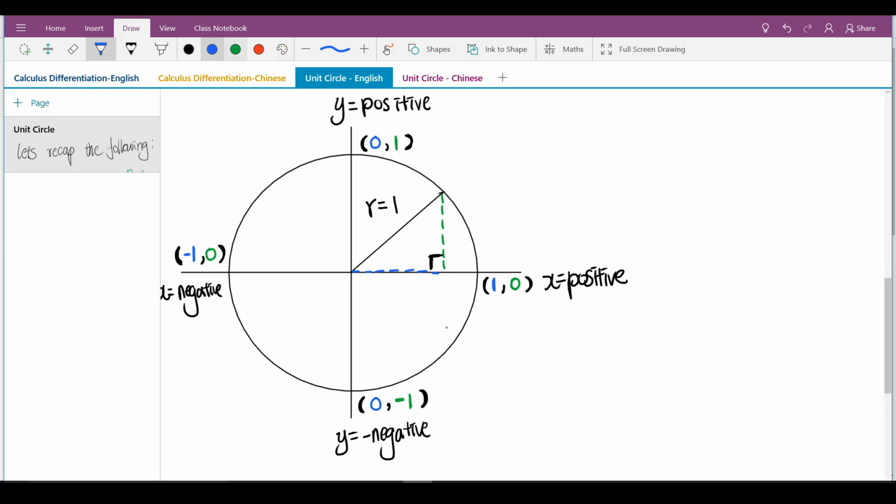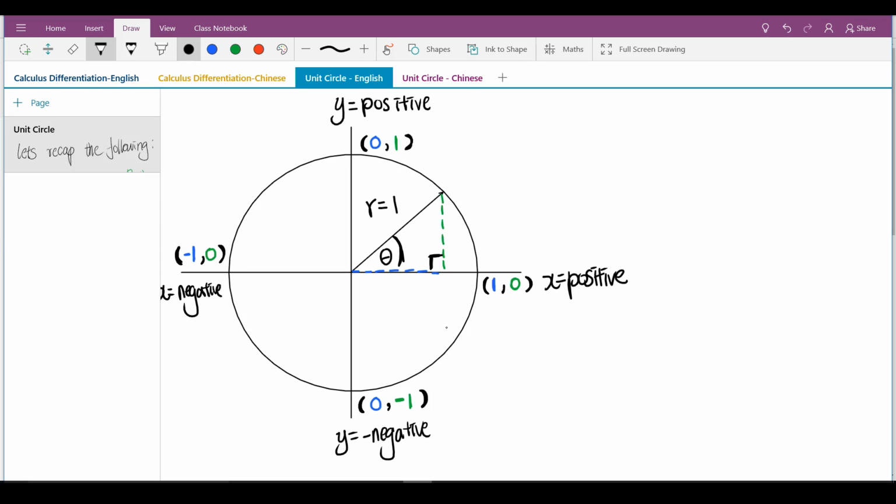So let's say I want to find out this particular angle. Let's just call it theta. And I want to find, using theta, an expression for the opposite, which is the red dotted line, and an expression for the adjacent, which is the blue dotted line, with respect to this particular angle.